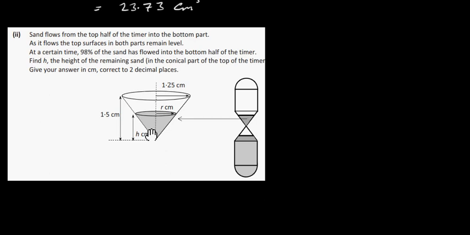Now, at a certain time, 98% of the sand has flowed into the bottom half of the timer. So 98% of this volume up here, 23.73, 98% of that has flowed into the bottom part of our timer. So that means 2% is left in the top here.